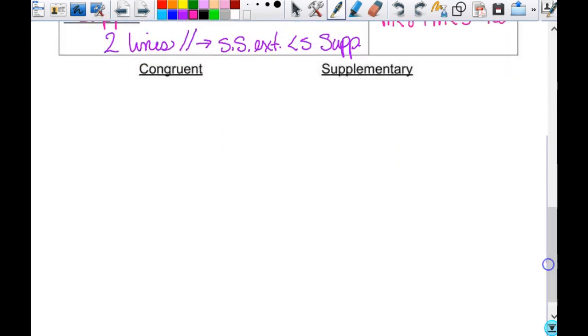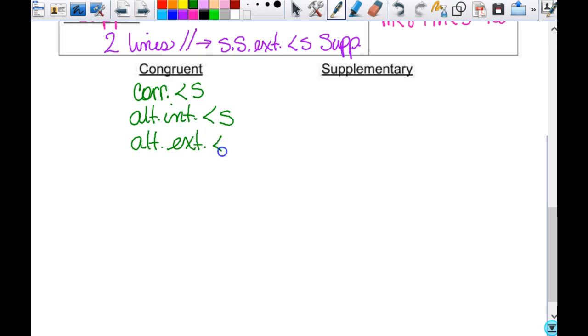All right, so let's look at this little list down here. I'm going to list this out. So the first set of congruent angles we talked about on here were corresponding angles. Then we had alternate interior angles. Then what? Alternate exterior angles. What's another pair of congruent angles you know of? Vertical angles.